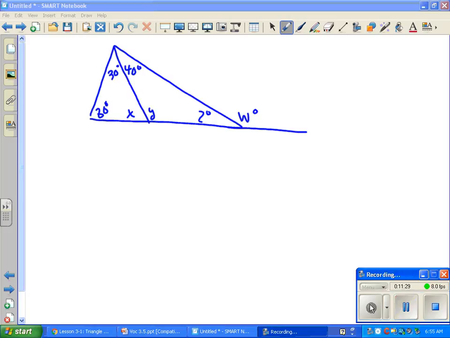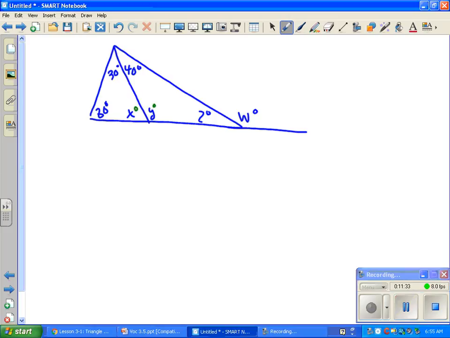Okay, so you have tried finding as many of these angles as you can. So we're looking for how many degrees X, Y, Z, and W are. So let's start with X. X has to be 180 minus 80 minus 30 because those are the two angles inside the triangle that would add to it to make 180. So 180 minus 80 is 100, minus 30 is 70 degrees for X.